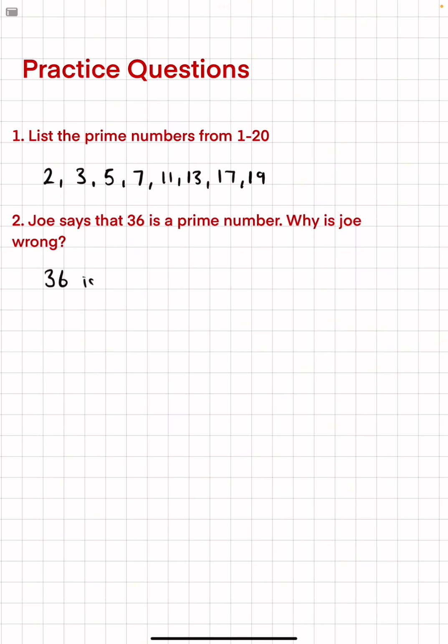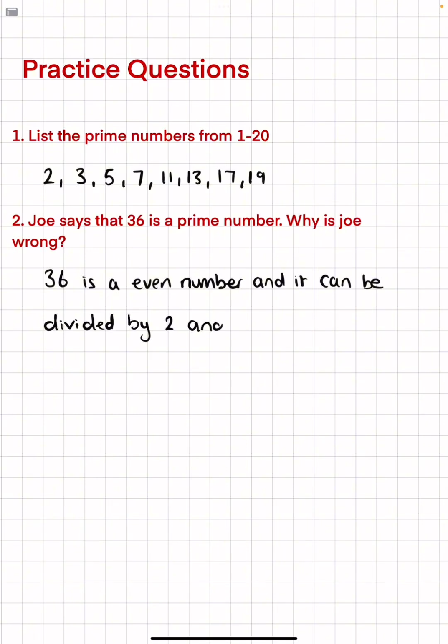36 is an even number, and it can be divided by 2 and 3, as well as 1 and 36.